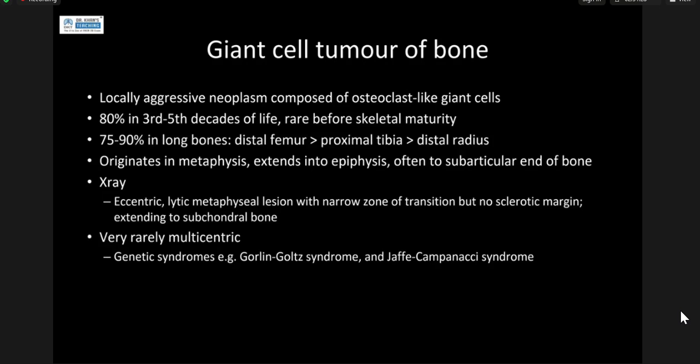I prefer describing lesions as well-defined or ill-defined, but I understand that's a personal preference. So they tend to be well-defined, and you very rarely tend to see them as lobulated or bubbly lesions, and they are associated with some genetic syndromes as suggested at the bottom of the slide.